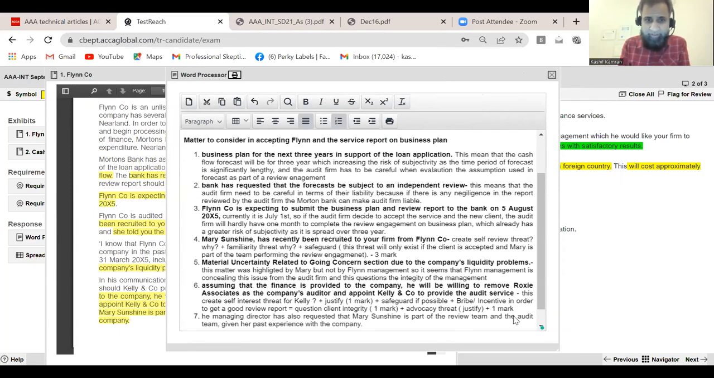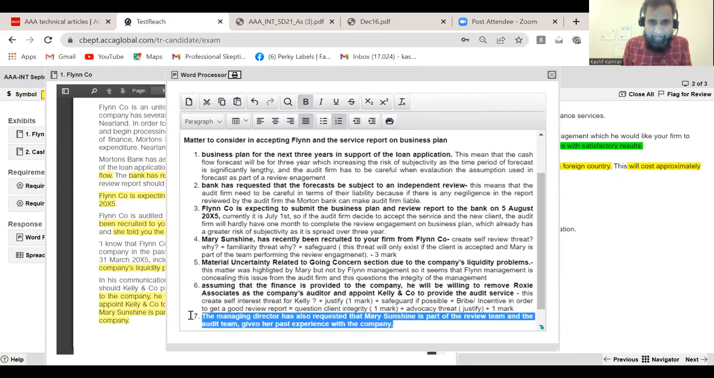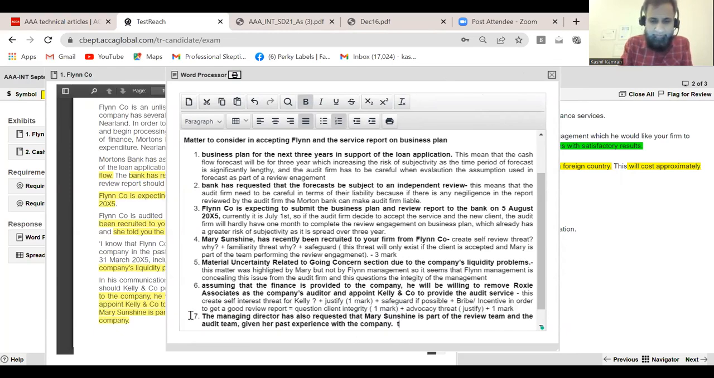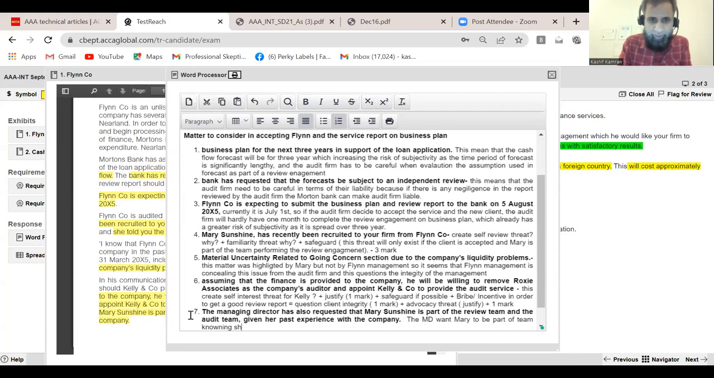Last point, point number 7. The managing director wants Mary to be part of the review team and audit team given her past experience. I believe, just 1 minute, sorry, the last point before we get out of this question. The managing director wants Mary to be part of the team, knowing she will not be skeptical.